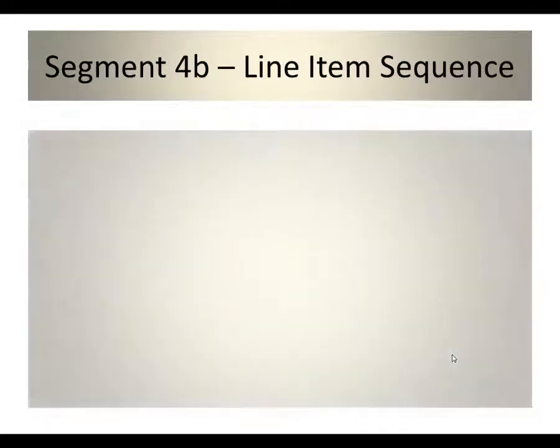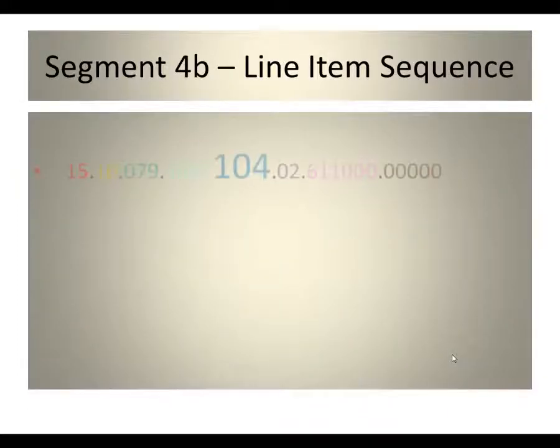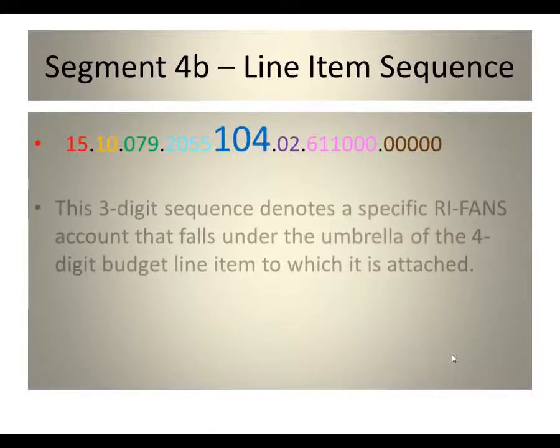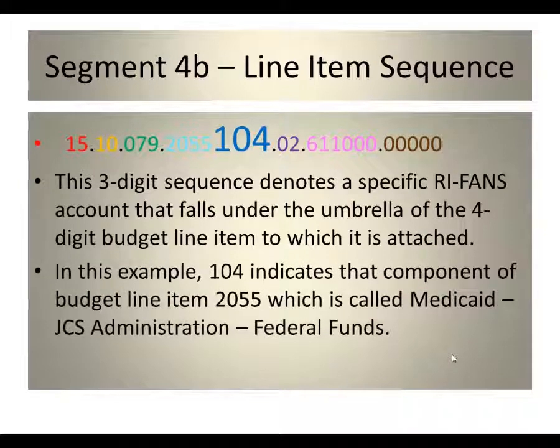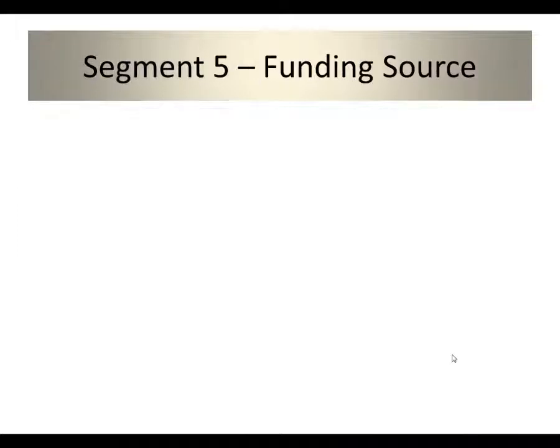The next 3 digits of the fourth segment, as shown in blue in the example, denote a specific RIFANS account that falls under the umbrella of the appropriation line item just described. In our example, the number 104 that follows 2055 in the fourth segment identifies a specific component of appropriation line item 2055. In this case, the account named Medicaid, JCS Administration, Federal Funds.